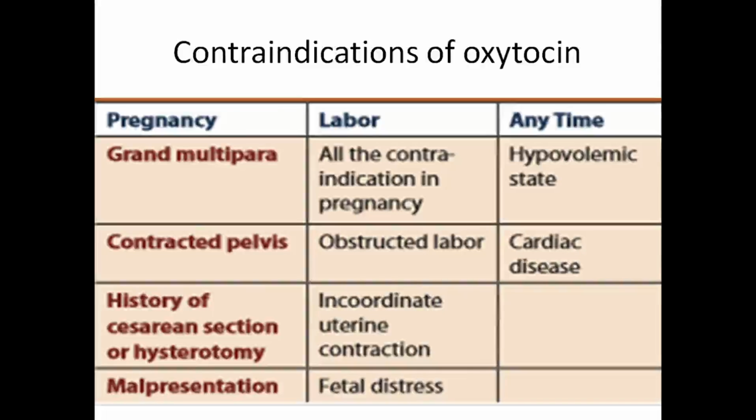The contraindications of oxytocin during pregnancy include grand multipara, contracted pelvis, history of cesarean section or hysterectomy, and malpresentation. In labor, all the contraindications of pregnancy apply, along with obstructed labor, incoordinate uterine contraction, and fetal distress. At any time, they include hypovolemic state and cardiac diseases.